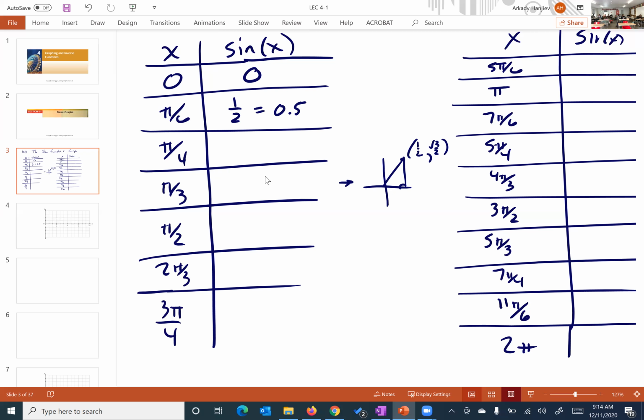Amaya, all yours. Go. I got square root 2/2, and then for the decimal, I got 0.71. Yep. Perfect. Okay. Haley, pi over 3.